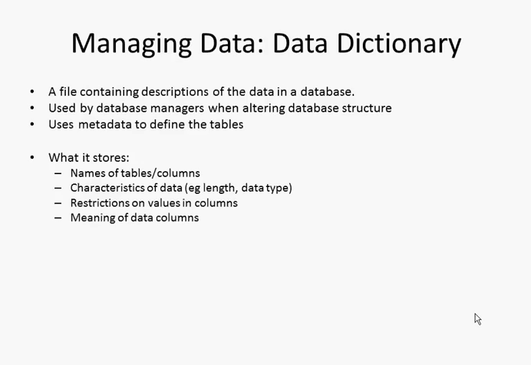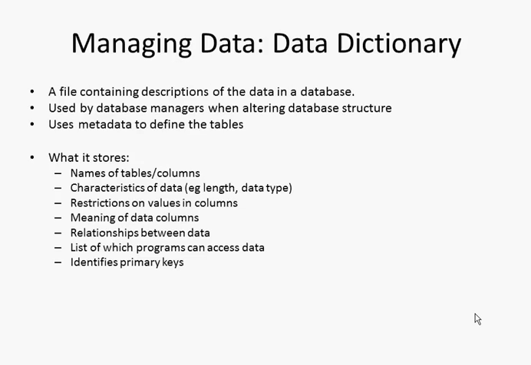So by that we might mean validation. It stores the meaning of data columns, so you might be able to describe what is actually stored in a field. It stores those relationships between data that we've seen, and stores lists of which programs can access data. So for example, can Visual Basic access some data in an Access database? It identifies primary keys, foreign keys, indexes, and defines access rights, so which users are allowed to view which bits of data in which databases.